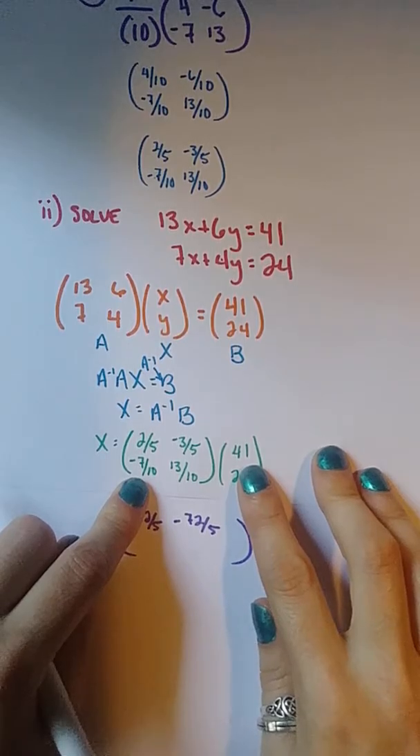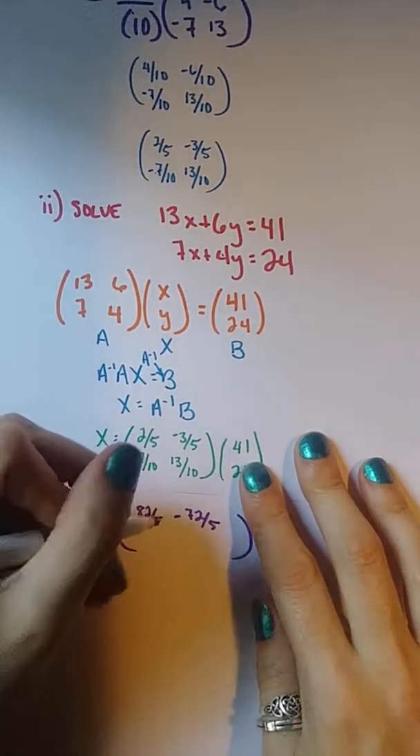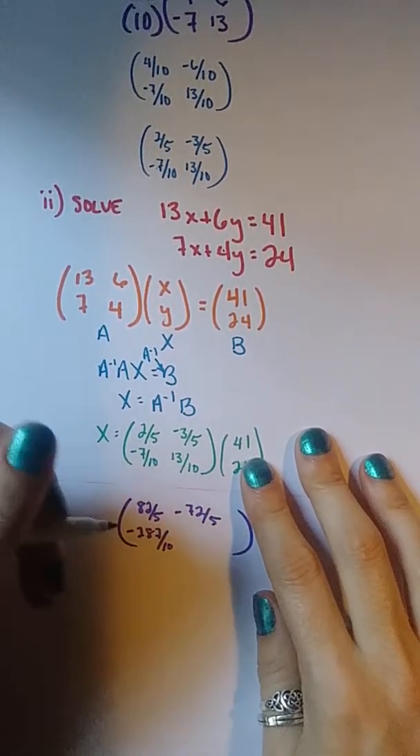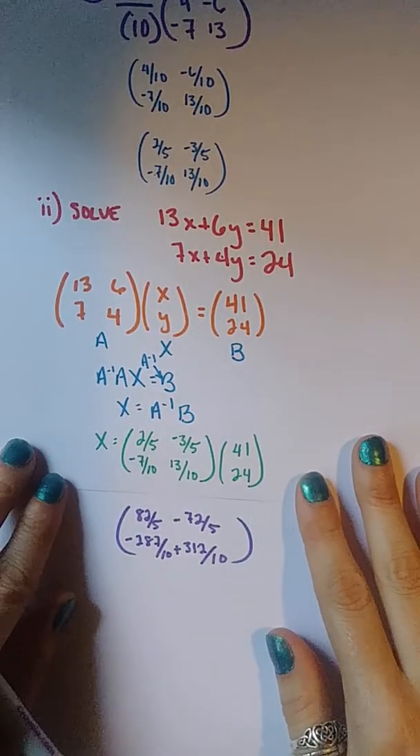So we have to do 41 times -7. So we can do 4 times 7 is 28. So 40 times 7 is 280. And then we have 1 times 7. So this is 287. And it's going to be negative 287 tenths. And we're going to have to add 24 times 13 over 10. So 24 times 10 is 240. 24 times 3 is 72. So 240 plus 72 is 312 tenths, and these are going to be added. I think that's right. Let's check our math.